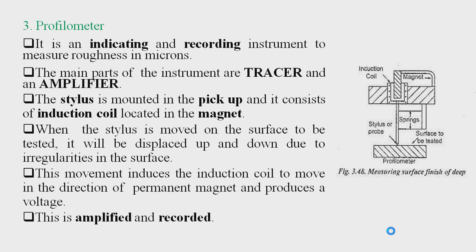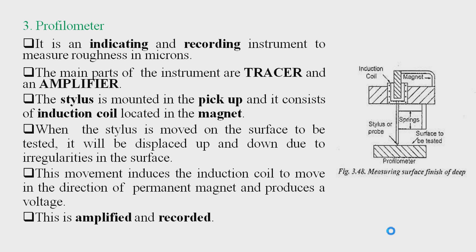Now third, in quantitative measurement of surface finish, there is the profilometer. It is an indicating and recording instrument to measure roughness in microns. Its precision is very high. The main parts of the instrument are the tracer and amplifier as shown in the figure.